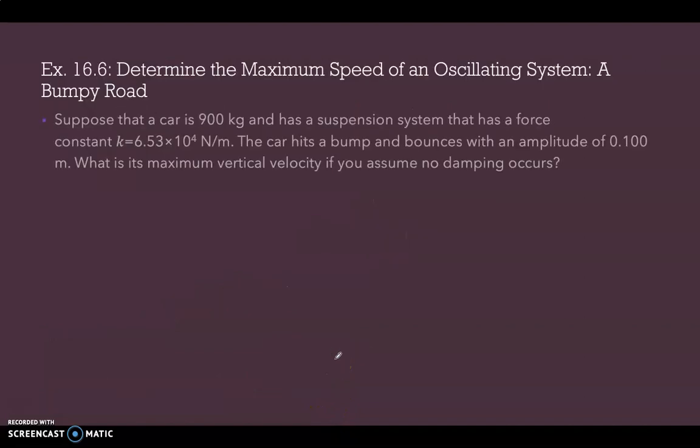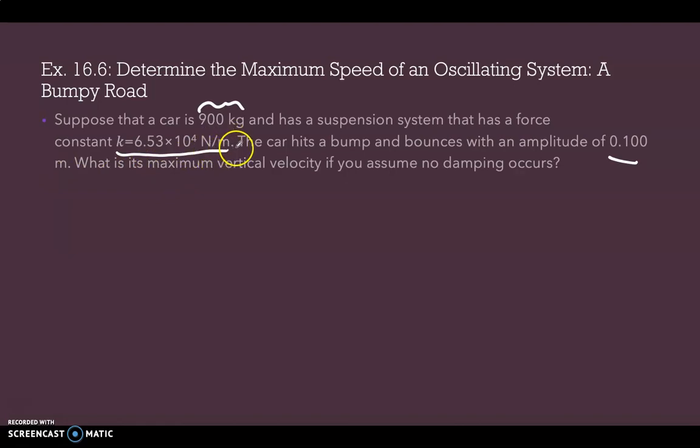Okay, so let's go ahead and do an example with this. This is example 16.6, and we want to determine the maximum speed of an oscillating system in a bumpy road. Let's suppose that a car has a mass of 900 kilograms and has a suspension system that has a force constant k equal to 6.53 times 10 to the 4th newtons per meter. The car hits a bump and bounces with some amplitude, 0.1 meters. What is the maximum vertical velocity if you assume no damping occurs?